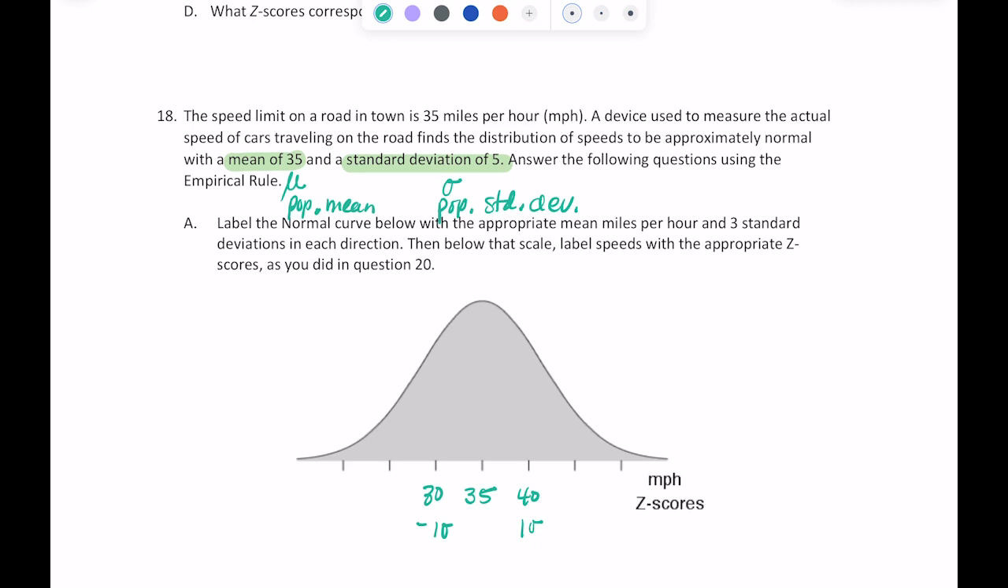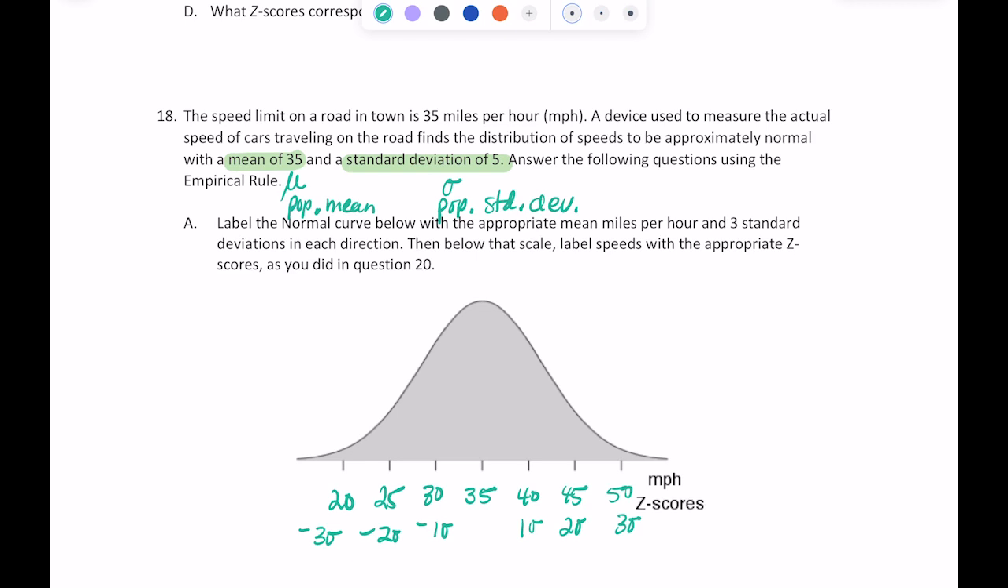Okay, I'm going to go back to the mean. 35 plus 5 gives us 40. 40 plus 5 is 45. 45 plus 5 is 50. So this is 2 standard deviations, 3 standard deviations. And if I go backwards, I'm just going to subtract 5 each time. So we know that this 25 miles per hour is 2 standard deviations below, and 20 miles per hour is 3 standard deviations below. So there's my normal distribution set up according to this problem.